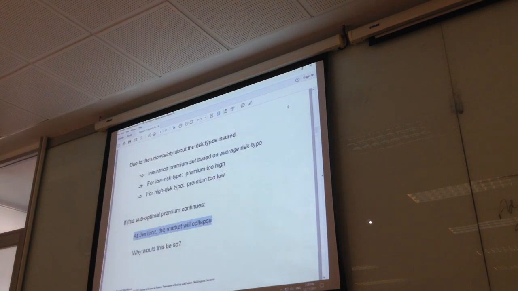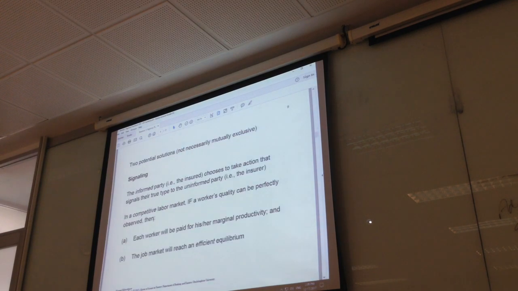Now, this situation is not good. The collapse of the market is not good. The collapse of the insurance market is bad. Bad for whom? For the good safe driver, or the bad driver? For all. Because even the bad driver cannot pay a suitable premium and get insurance cover. They'll be without an insurance cover.